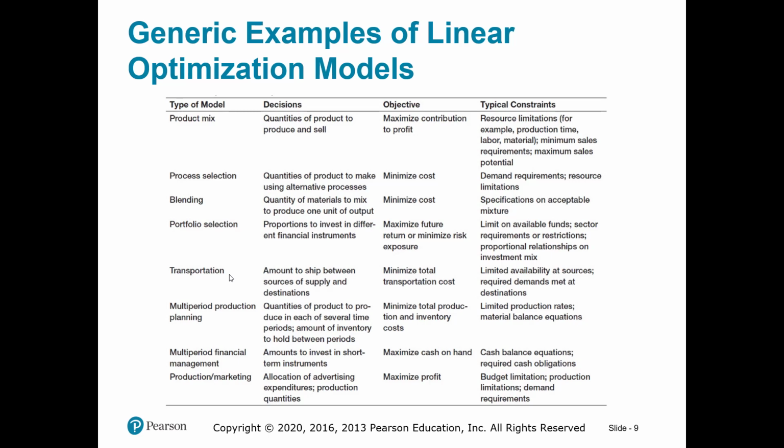Transportation planning. Maybe we have different factories all over the world and different consumer centers where we need to deliver our products. And basically, we're just trying to minimize our total transportation costs based on things like ship capacities and the amount of demand at each of our destinations.